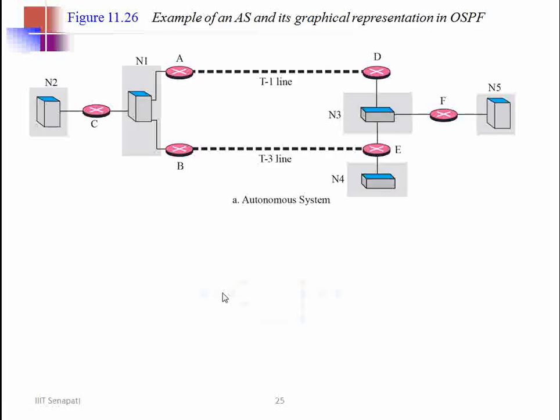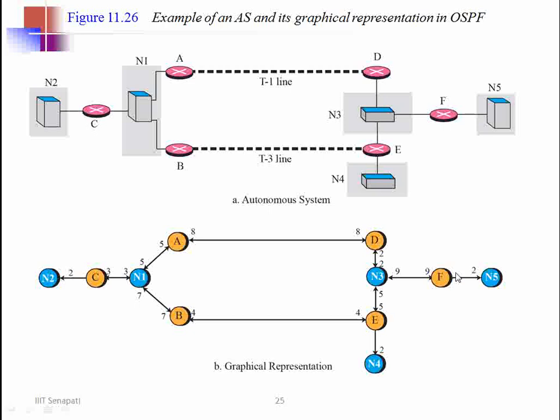If you want to see a graphical representation for an autonomous system, suppose this is an autonomous system, and for this autonomous system, this is the graphical representation. We are saying that this is network 2, network 1, network 3 and other networks, and in between, these yellow ones are the routers, right? So very simple and very easy to understand.